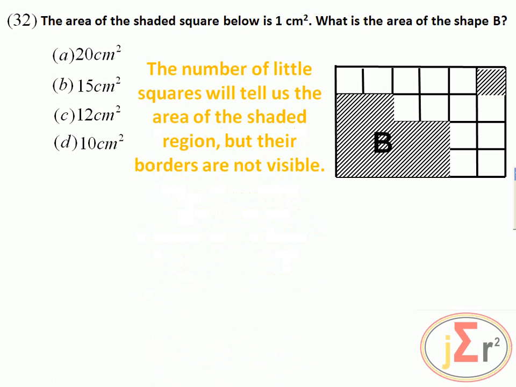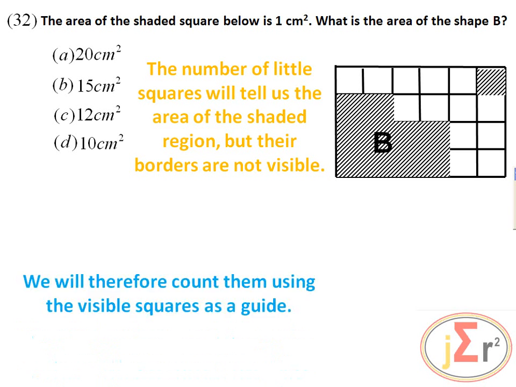The number of squares will tell us the area of the shaded region, but their borders are not visible, Jerry. We cannot see their borders. So how many squares do you think we have there, Jerry, in the shaded region? 10 centimeters square. Okay, so Jerry is saying that we have 10 of those squares.